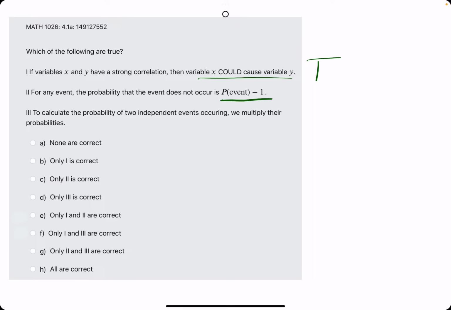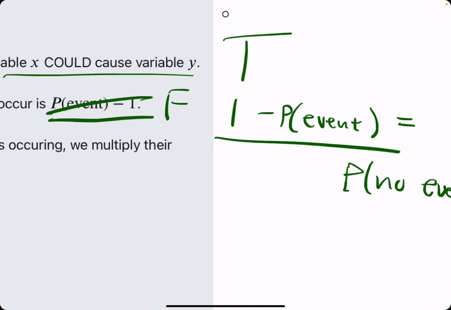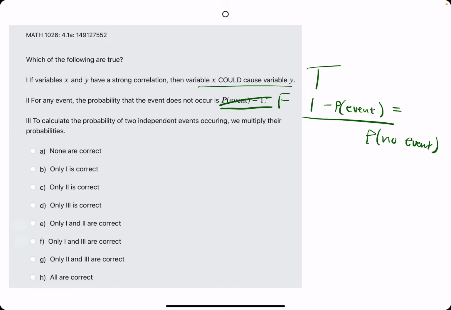However, they've switched it up. It should be you take 1 and subtract the probability of the event occurring, and that would give you the probability of the event not occurring. So P no event, I guess. And yeah, so this makes it false because they've flip-flopped it. It should be 1 minus the probability of the event.